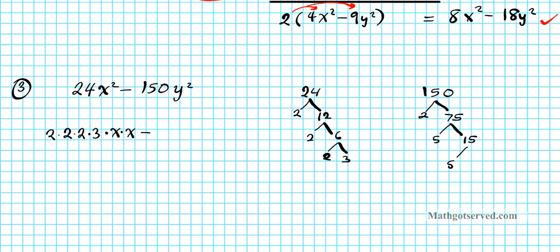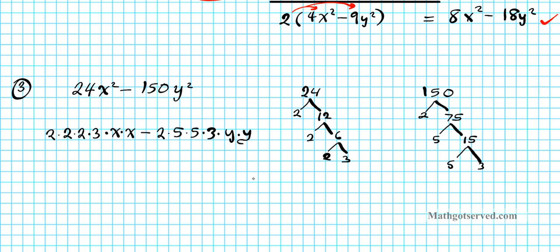I can take out another 5, and we're left with 3. 3 is prime, so we're done. So the decomposition of 150 using primes alone is 2 times 5 times 5 times 3, times, for the y squared, y times y. Okay?